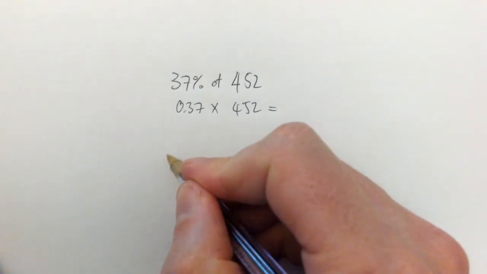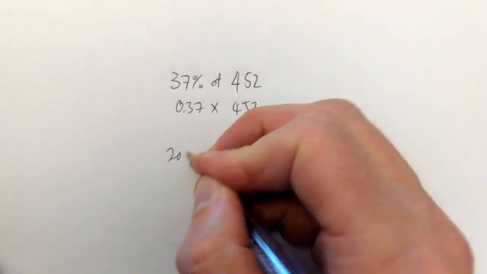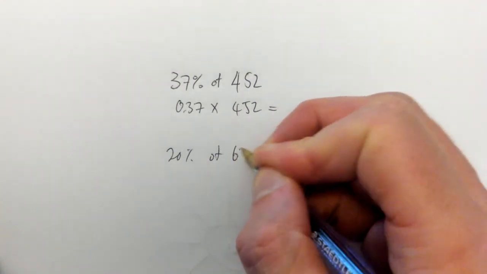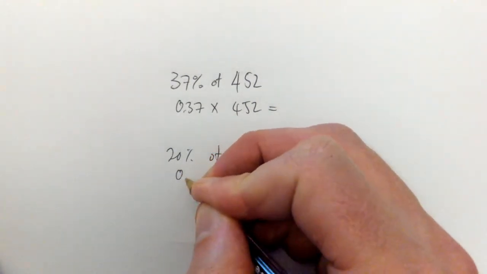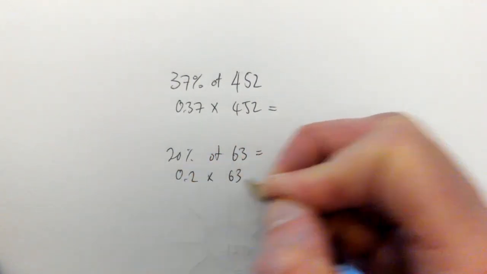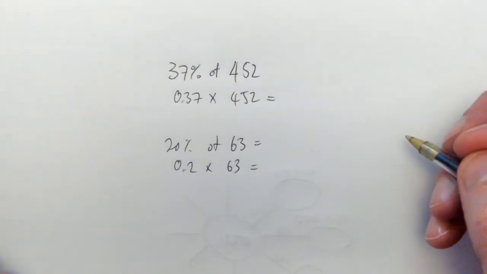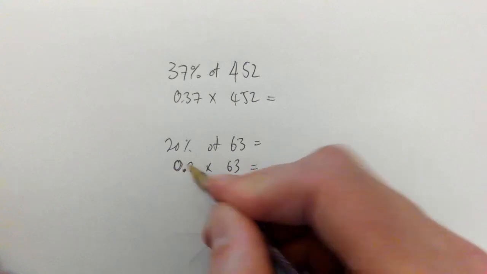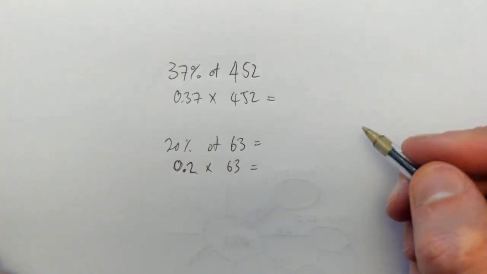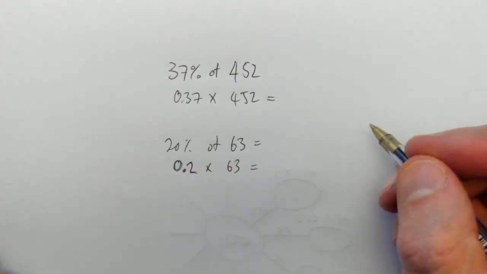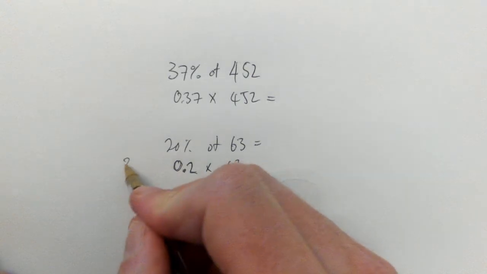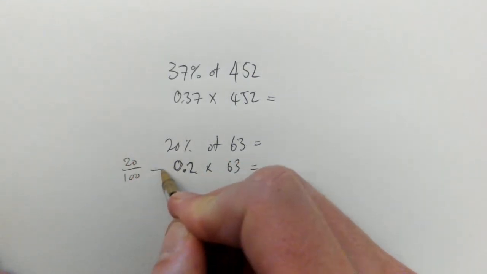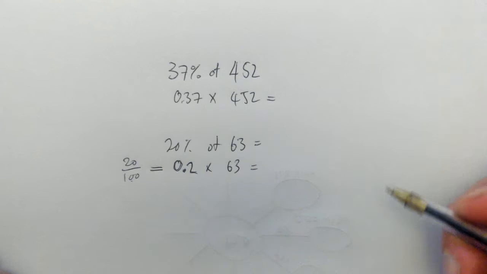If I want to work out 20% of 63, I'm going to do 0.2 times 63, and that's it. Okay? I know in primary school you might have done it slightly differently, and that's fine if you want to keep going with that one, but this is the shortcut method, I'd say. I know you might have done 20 over 100. That's the same thing. 20 over 100 is the same as 0.2, okay?